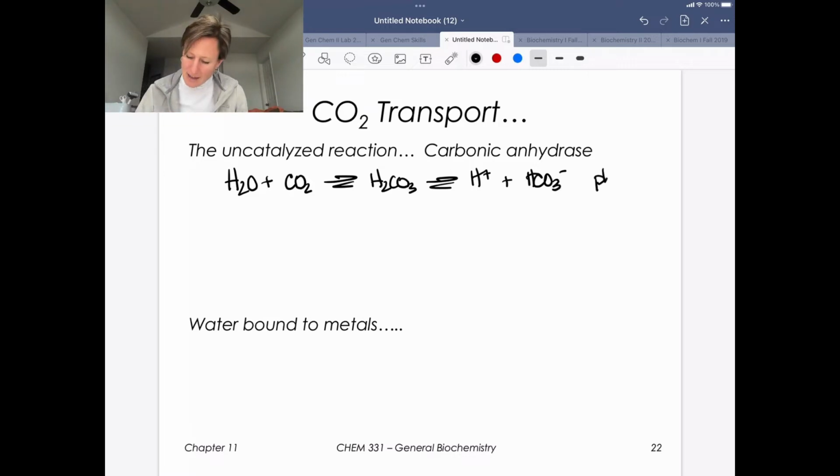That pKa is 6.35. So an important thing that we've had to learn from before. Running through what we need to see mechanistically. So again, we're going to have carbon dioxide here. This is going to be our electrophile. We're going to have water here as our nucleophile.